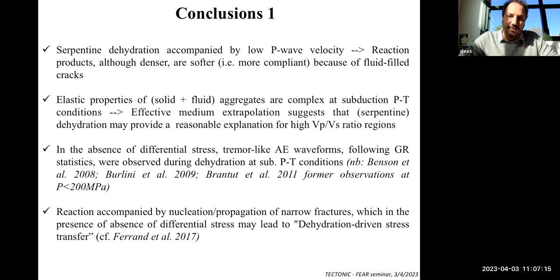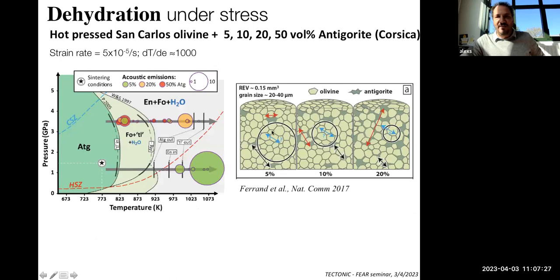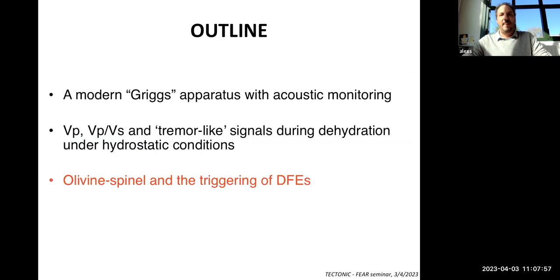Even at high pressure and temperature conditions, in the presence of a differential stress, this may lead to dehydration-driven stress transfer, as proposed by Thomas Ferrand and co-authors a few years ago. Basically, if you have olivine, some mantle partially hydrated, as you dehydrate those places where you have serpentine, you will transfer the stress to large regions that are stronger and not hydrated, which might eventually fail. And so you don't need a lot of hydrated material in the mantle to trigger this intermediate depth seismicity.